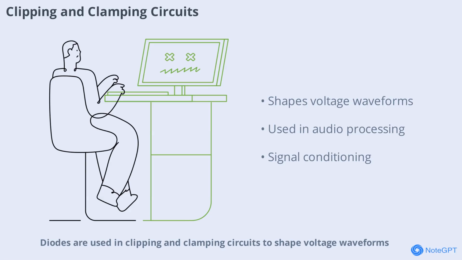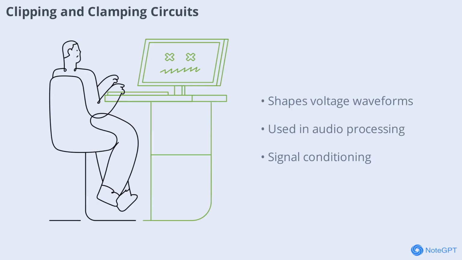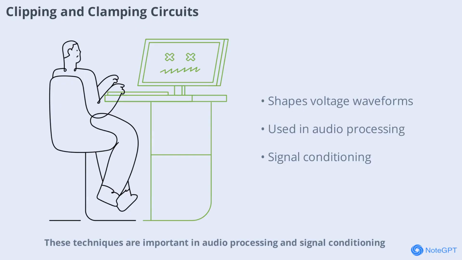Diodes are used in clipping and clamping circuits to shape voltage waveforms. Clipping circuits remove parts of a signal above or below certain levels, while clamping circuits shift the entire signal up or down. These techniques are important in audio processing and signal conditioning.